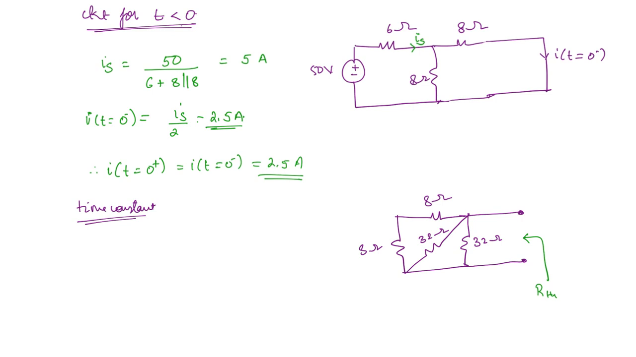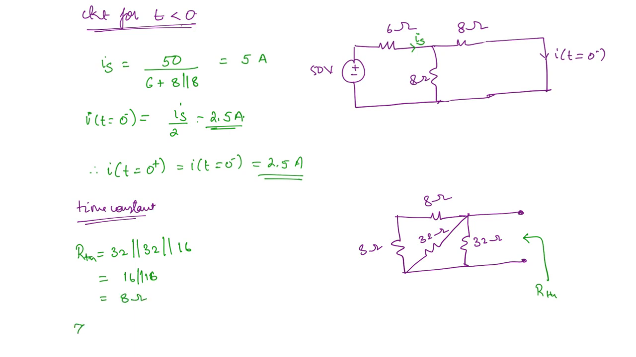So here you're going to get RTH is equal to 32 parallel to 32 parallel to 8 plus 8, which is 16. Now first 32 parallel to 32, what will you get? Two equal resistors in parallel, 32 by 2. So that will be 16 parallel to 16. Once again, both are the same. So 16 by 2, you're going to get 8 ohms.